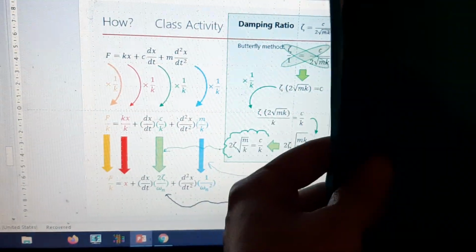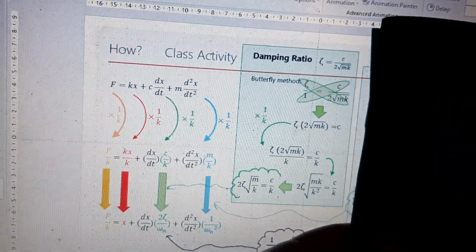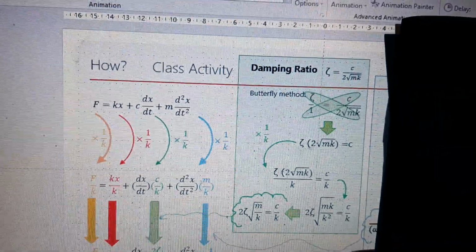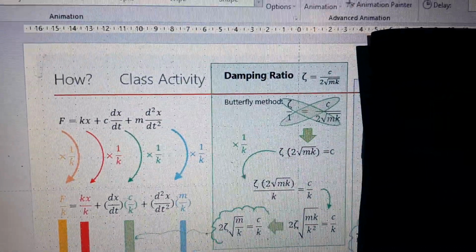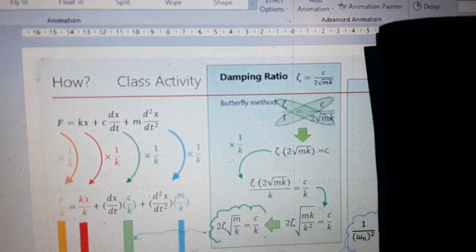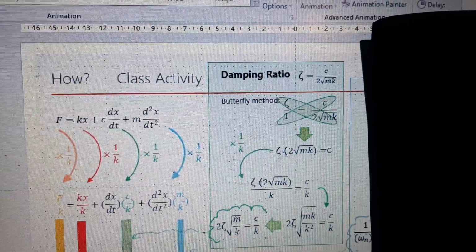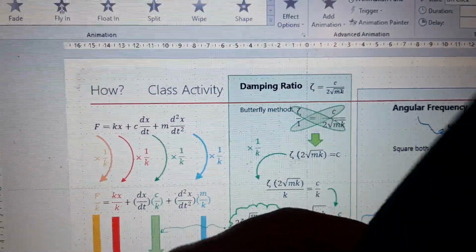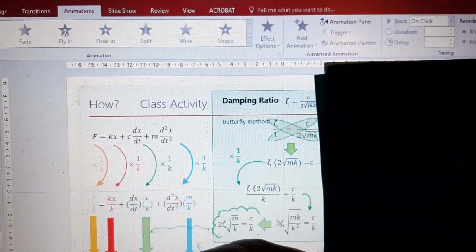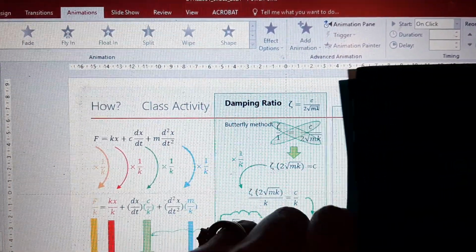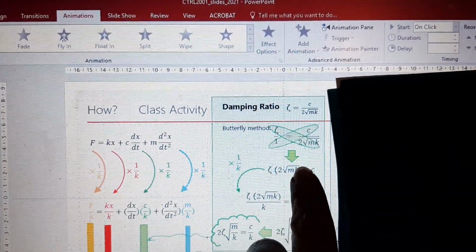Now, forget about this side. We are going to look at the damping ratio. So I can rewrite the damping ratio, and I can do a quick butterfly method, and that way I can write it this way.